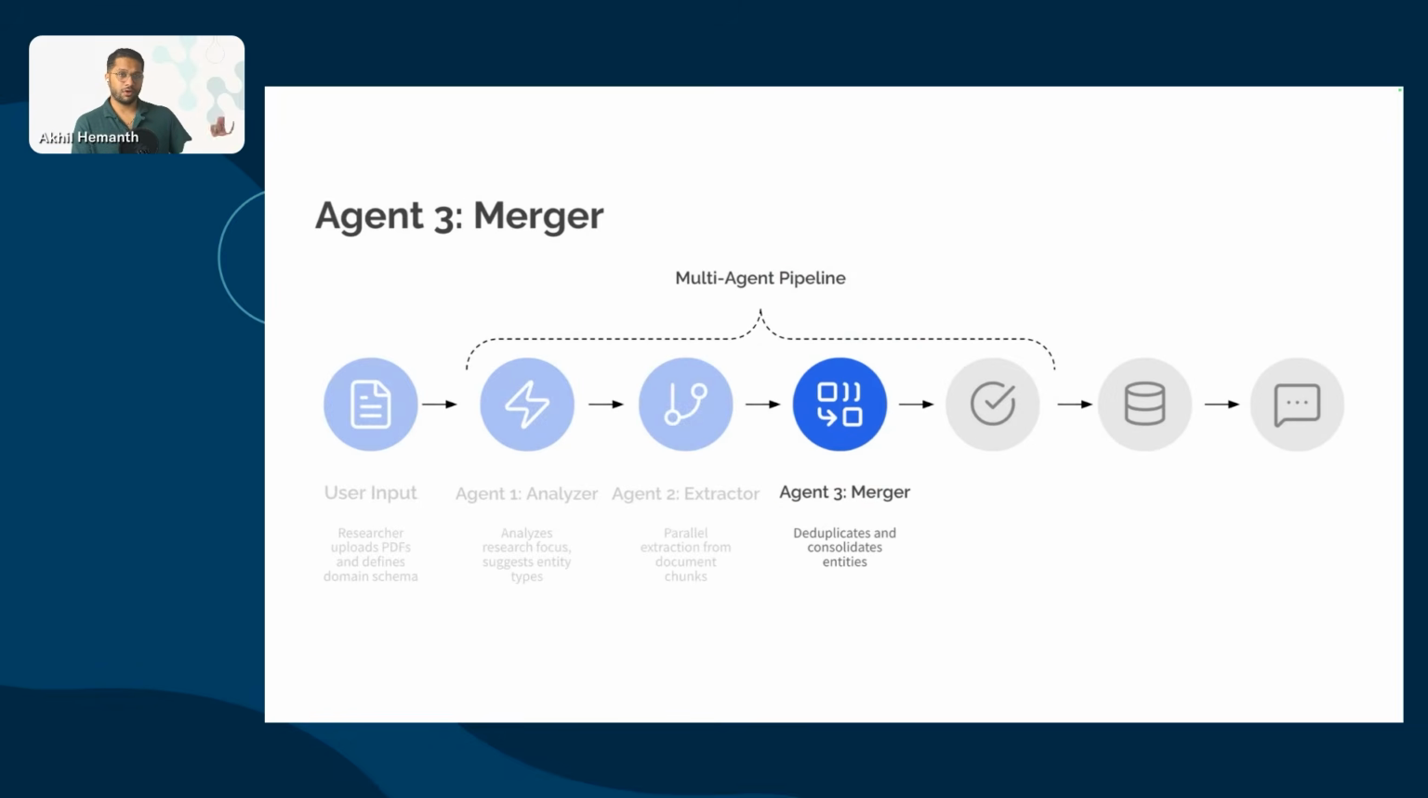So now that we've gone through five chunks, which gives us similar entities and relationships across each chunk, we now want to merge them, obviously with reasoning, but also merge them to remove any duplicates and consolidate the whole list.